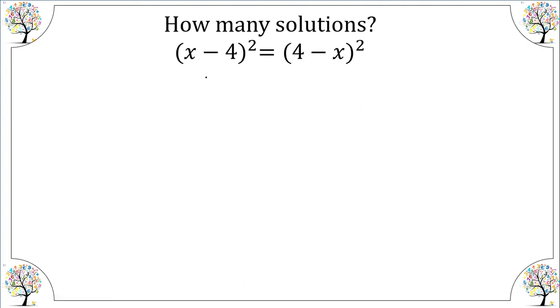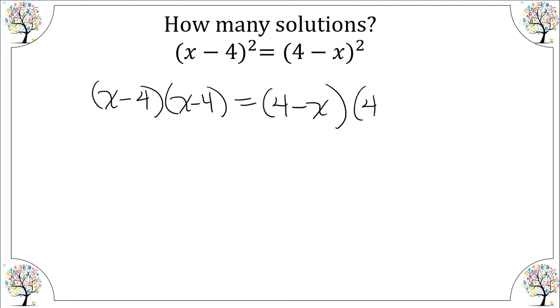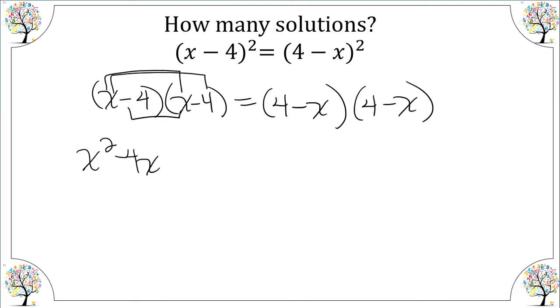Okay, this time we have two expressions, two binomials that we do have to expand. This goes back to our previous unit. So be careful with distributing. So on the left side, we're going to distribute the x. We get x squared minus 4x. Now let's distribute the negative 4. We get negative 4x plus 16.